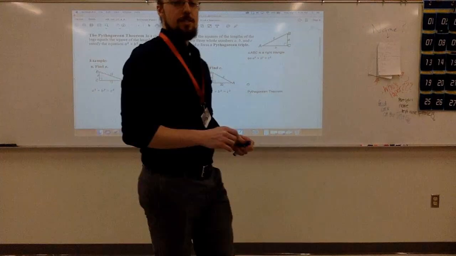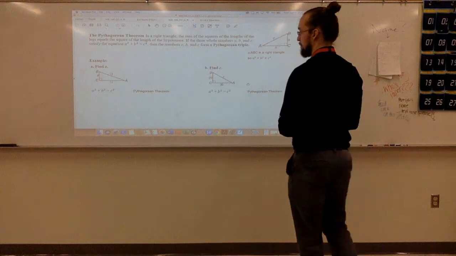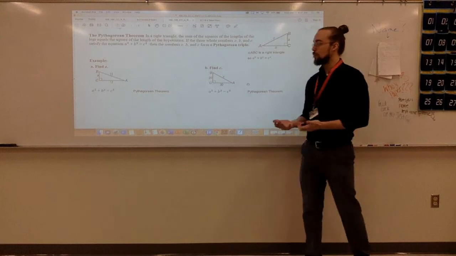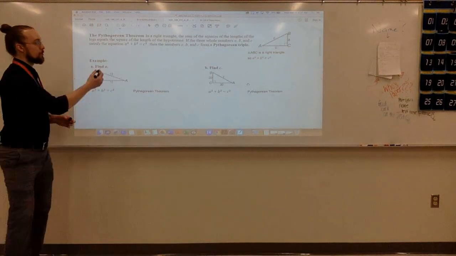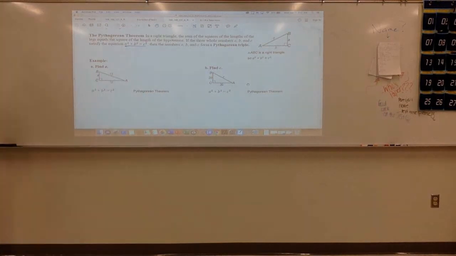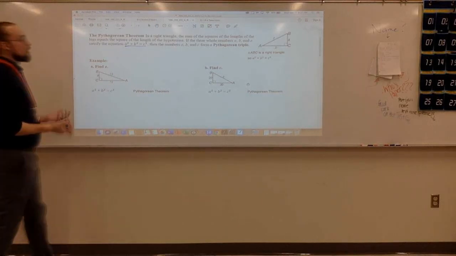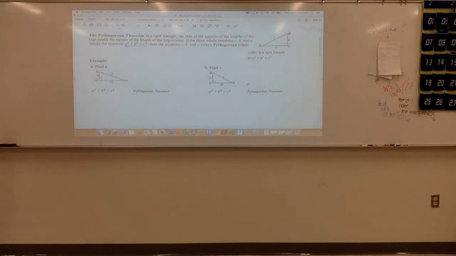Alright, today we are going to take a look at the Pythagorean theorem. I think this is something you've seen before, probably in 8th grade. The Pythagorean theorem is just an equation that relates the three sides of a right triangle. So that's a big, important thing: this only applies to right triangles.